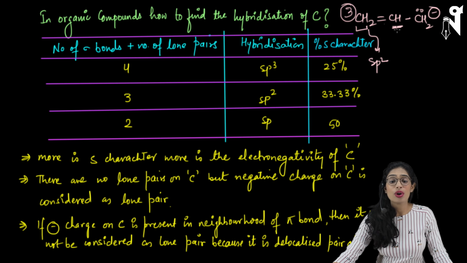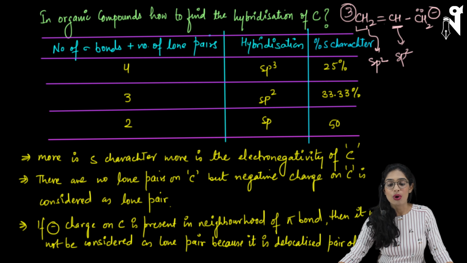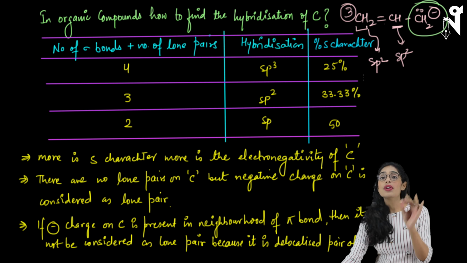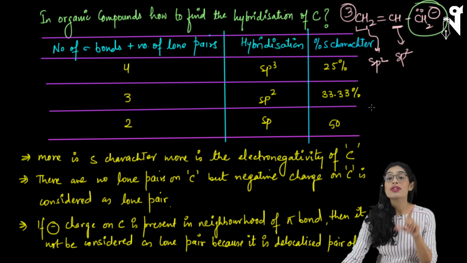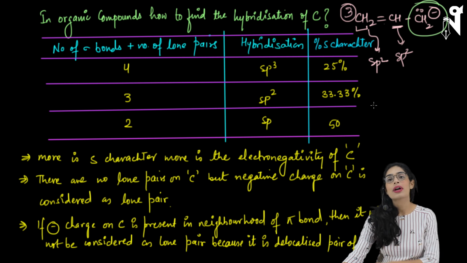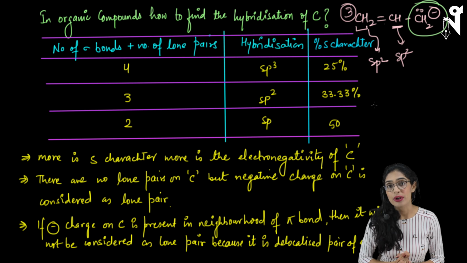So the hybridization of this carbon will be again sp2. Now what about the hybridization of this carbon? Just now we have discussed that if there is a negative charge on the carbon, in that case the pair of electrons which is contributing to that negative charge will be considered as a lone pair. But mind it, as I said, there is a catch over here.